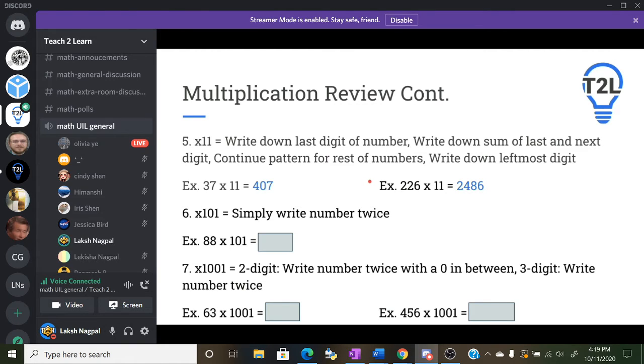Okay, so for times 101, this is actually really easy. Whenever you see this on a test, it's basically a freebie. All you have to do is, and it only works for 2 digits, so if you have a 2-digit number times 101, all you have to do is just write the number twice. So go ahead and try 88 times 101.